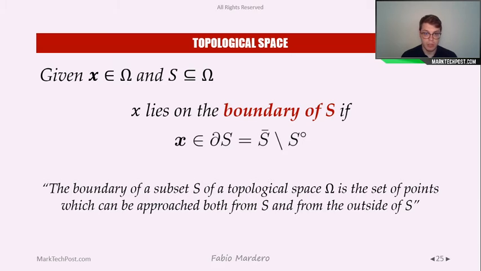Finally, we define the third concept here, which is the boundary point of S. So x lies on the boundary of S simply if it lies in the closure of S, but not in the interior of S. So the boundary, which is denoted by this notation, of a subset S of a topological space, is the set of all points that can be approached both from S and from the outside of S. The boundary, in fact, as the name says.